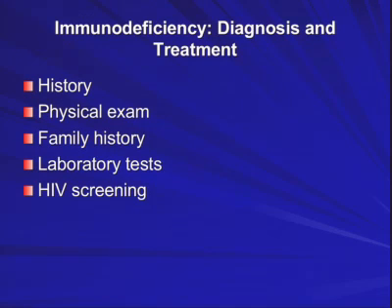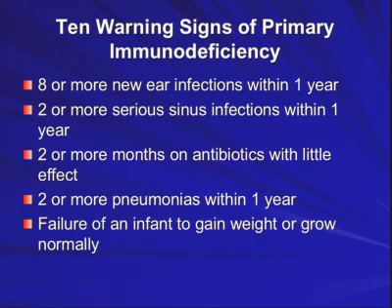So, just to sum up, what do we do if we're suspecting immune deficiency? Well, certainly the history and physical exam are very important, the history in particular. And since many of these are inherited defects with X-linked pedigrees, family history is very important. Laboratory tests are essential for pinpointing the diagnosis, and HIV screening is very important because HIV is more common than any of these diseases.